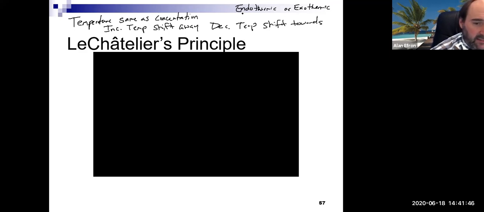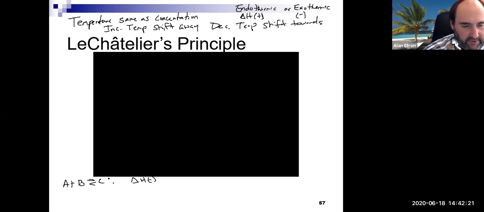And remember, one way you could determine endothermic or exothermic is by the delta H value. If the delta H value is positive, that means it's an endothermic reaction. If the delta H value is negative, that means it's an exothermic reaction. So what that means is exothermic, heat and energy is being released, which means that if you write an equation and the delta H is negative, it's exothermic, and heat and energy is considered a product, which means it would be on the product side.